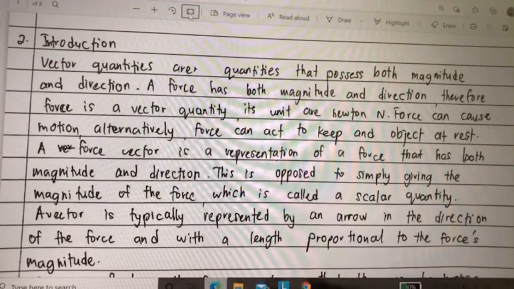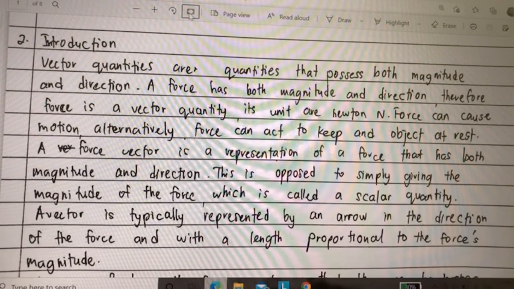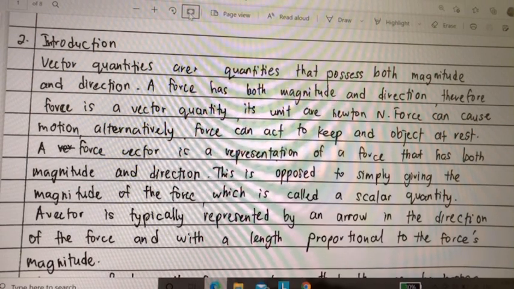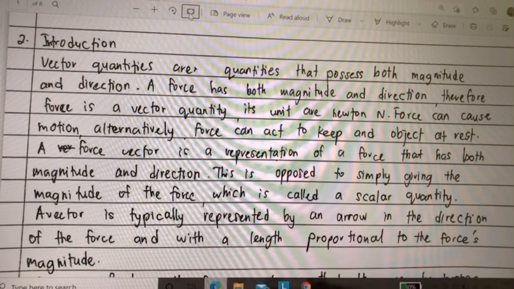Introduction. Vector quantities are quantities that possess both magnitude and direction. A force has both magnitude and direction, therefore force is a vector quantity. Its units are Newton and force can cause motion. Alternatively, force can act to keep an object at rest. A force vector is a representation of a force that has both magnitude and direction. This is opposed to simply giving the magnitude of the force, which is called a scalar quantity.